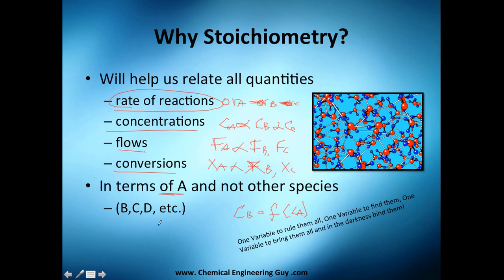And yeah, not only B, also C and D. So imagine having a product in function of your limiting reactant. That's very nice, and actually I love this. I actually got this little tip: one variable to rule them all, one variable to find them all, one variable to bring them all in the darkness, bind them.